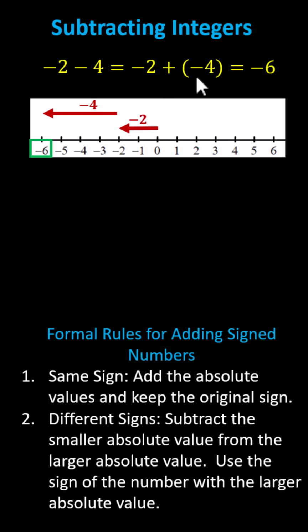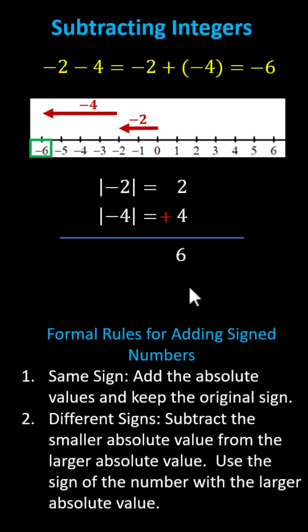Notice both are negative, so because we're adding integers with the same sign, we add the absolute values and keep the original sign. The absolute value of negative 2 is 2, the absolute value of negative 4 is 4, and now we add 4 and 2, which is 6, but because both integers were negative to begin with, the final result is negative 6.